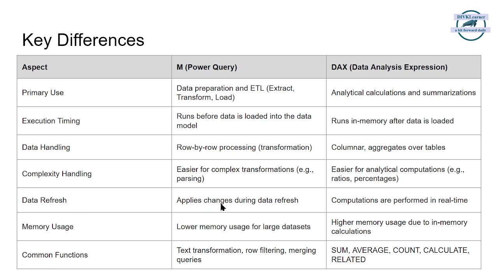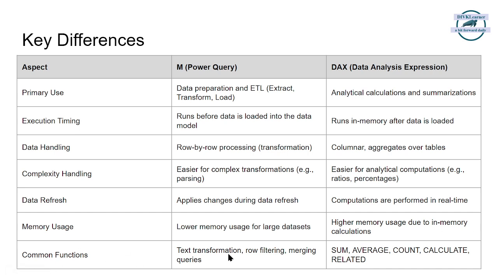Data refresh: MQuery applies changes during data refresh. DAX computations are performed in real time. So this only happens when the data is refreshed from the data source, but this is happening in real time from the memory. Memory usage: MQuery has lower memory usage for large data sets, while DAX has higher memory usage due to in-memory calculation.